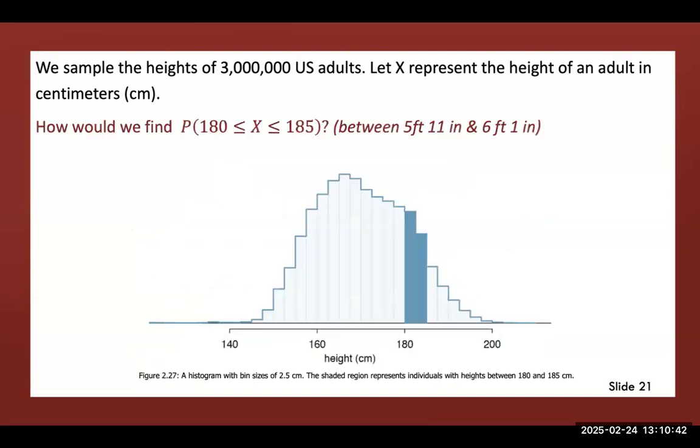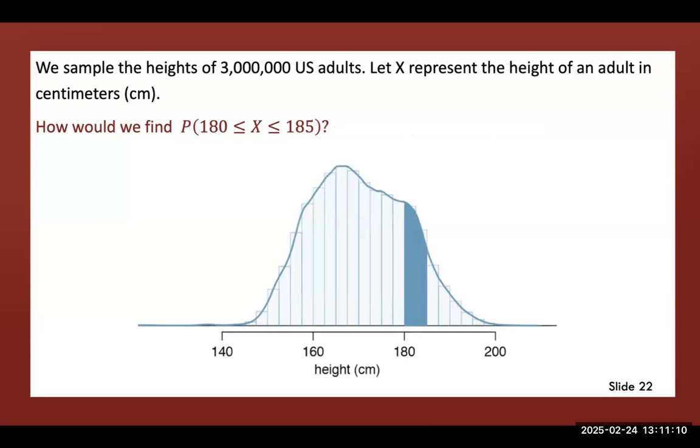And suppose we wanted to know the probability that if we randomly select a person from the 3 million US adults, we would get somebody between 180 and 185 centimeters? That's between 5 feet 11 inches and 6 feet 1 inch. Well, all we would have to do is count how many people live in each one of these bins and divide by 3 million. But something else we could do is estimate a curve that describes this data.